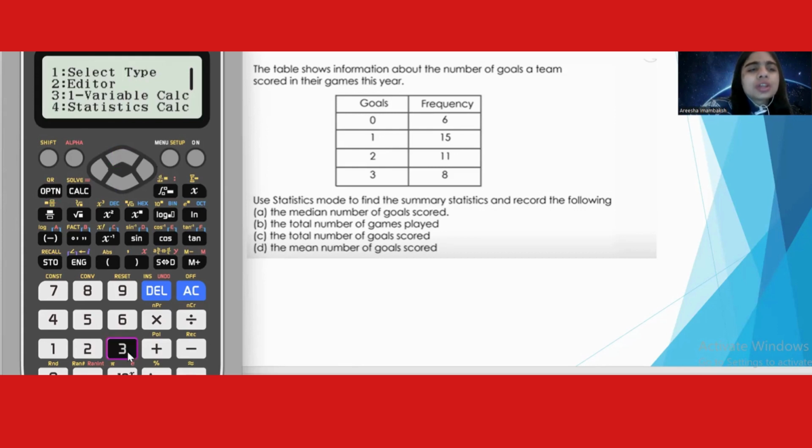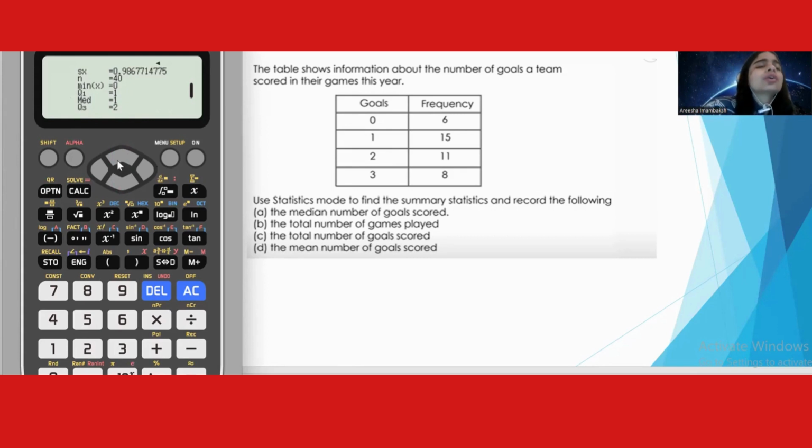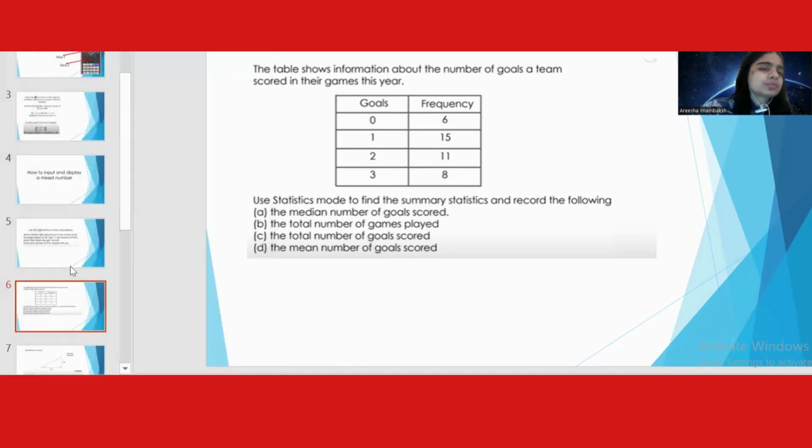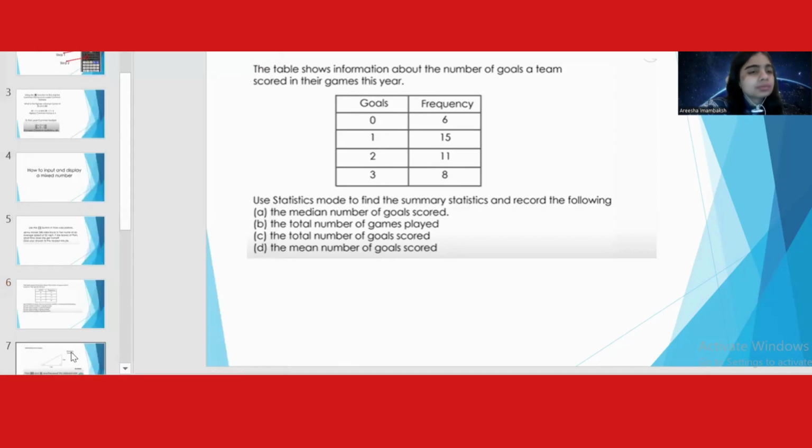Right. So options. Then if we look below, we get our maximum value, our median, our upper quartile, lower quartile, sorry, upper quartile, lower quartile, minimum value, and all these things. We're getting all these things, right? Here sigma x 61, it's like 6 multiplied by 0 plus 15 multiplied by 1 plus 2 multiplied by 11 plus 3 multiplied by 8. Total number of values n also came, 40. Okay, 15 plus 11 is 26 plus 6 32, 32 plus 8 40, right? So we have all these things in a matter of minutes.